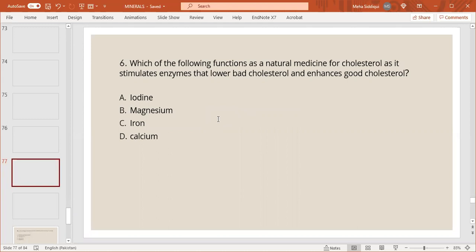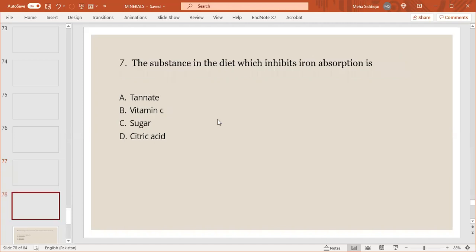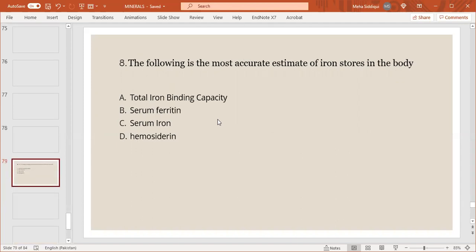Now, the other is MCQ number 6. Which of the following functions as a natural medicine for cholesterol, as it stimulates enzymes that lower bad cholesterol and enhances good cholesterol? Iodine, magnesium, iron, calcium. Magnesium. Yes, the right answer is magnesium. We discussed these functions of magnesium. The substance in the diet which inhibits iron absorption is tannate, vitamin C, sugar, citric acid. Yes, the right answer is A, tannate. Others increase the iron absorption.